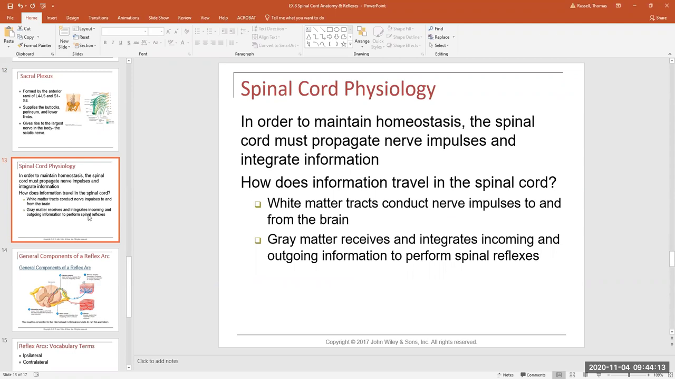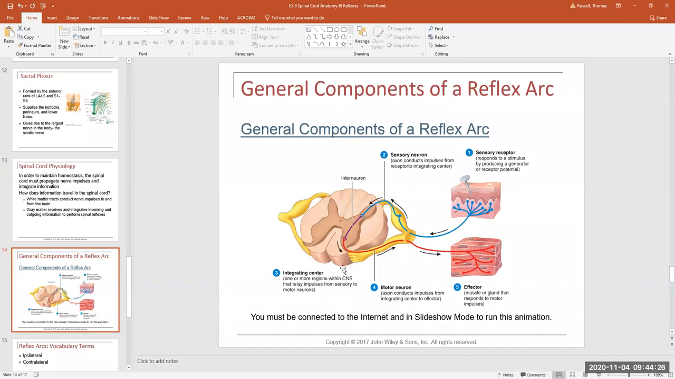All right. Now let's talk about the spinal cord physiology a little bit, white matter and gray matter, with regards to reflexes and how they happen. I'm going to teach it from this picture, which shows what is called a reflex arc. A reflex arc is composed of the different structures involved in relaying information from the periphery of the body to the central nervous system and back to the periphery of the body. Basically, it's the pathway that the information takes.